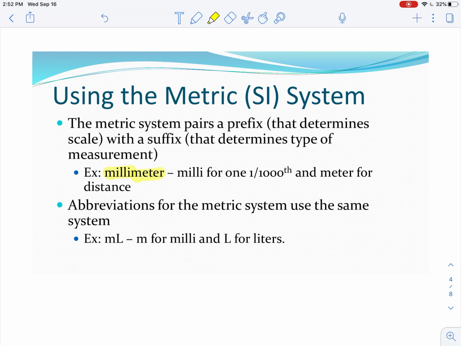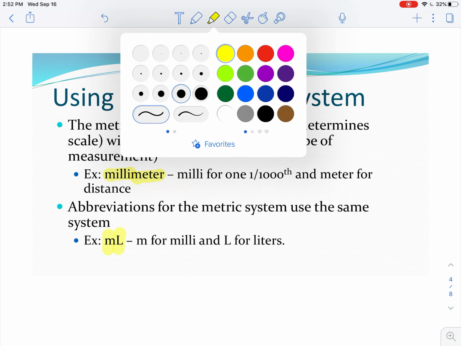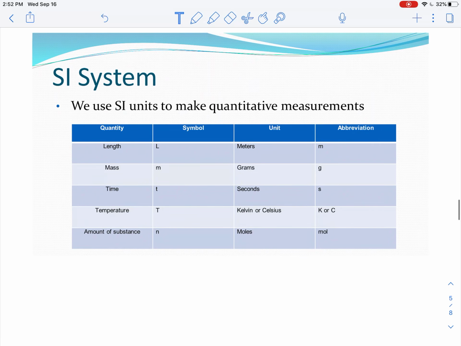Abbreviations work the same way. The M here stands for milli, and then the L stands for liter. So they're different, but they both follow the same pattern. The first letter is the scale, and the second letter is what type of thing you're measuring. Don't feel like you need to write this whole table down. I'm not going to make you write the table down as part of a quiz or test, but it's useful to know some of these things, and you're probably already familiar with them.